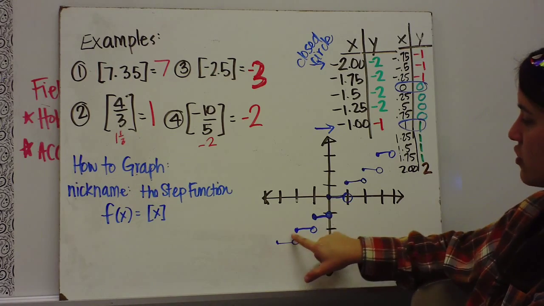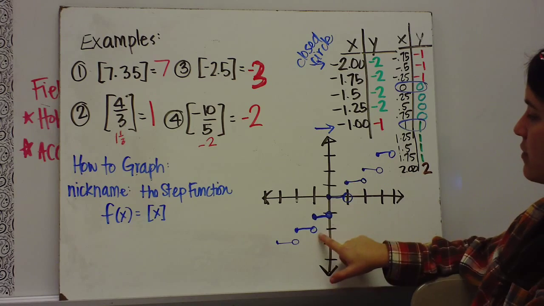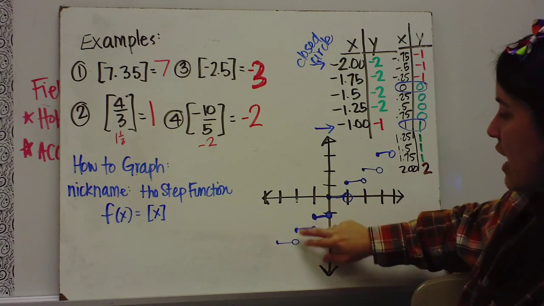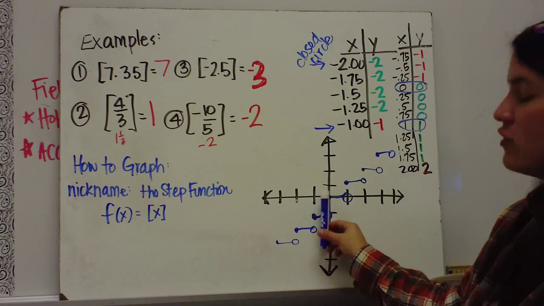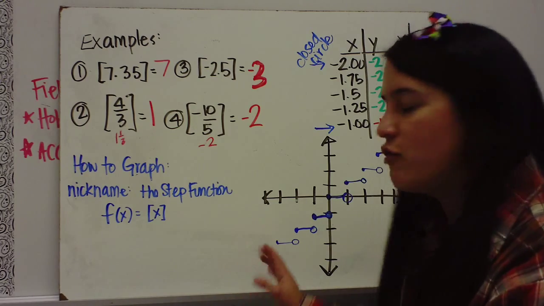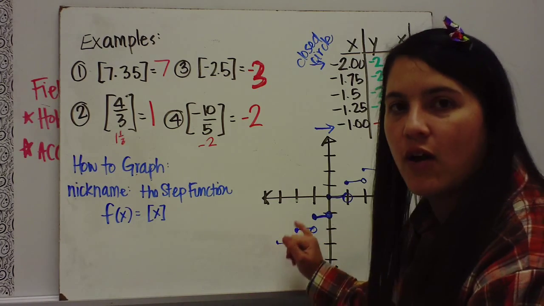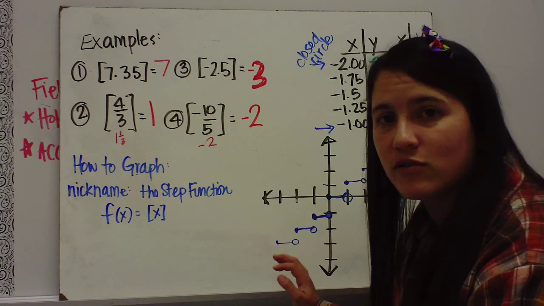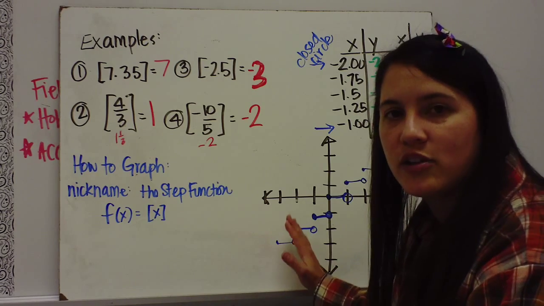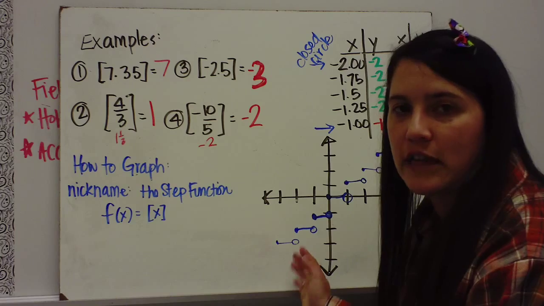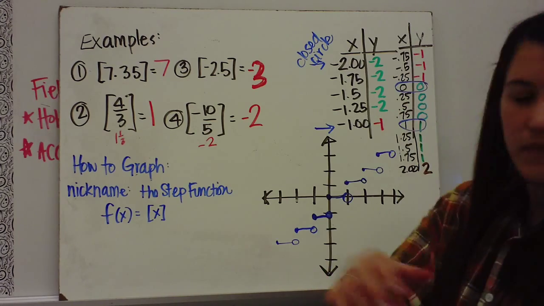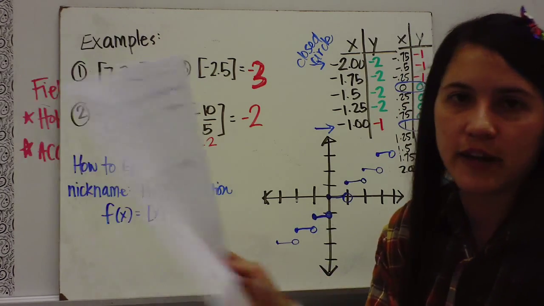Sometimes the circles are closed if it's equal, sometimes the circles are open. And you can't overlap because then it wouldn't pass the vertical line test. So if you have circles right on top of each other, one circle is going to have to be closed, one circle is going to have to be open. Otherwise, it would not pass the vertical line test. It would not be a function. So that was this whole first page.